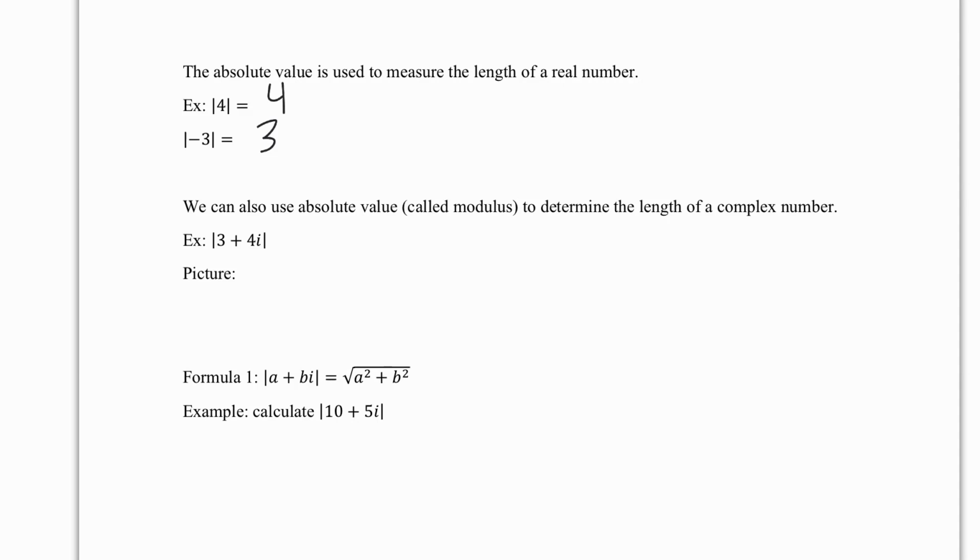We can also use this absolute value, which we're now going to call modulus, to determine the length of a complex number. So let's see what this would mean. Well, if we draw this as a picture, we're 1, 2, 3 on the real axis, and 1, 2, 3, 4 on the imaginary axis. So this is our number 3 plus 4i.